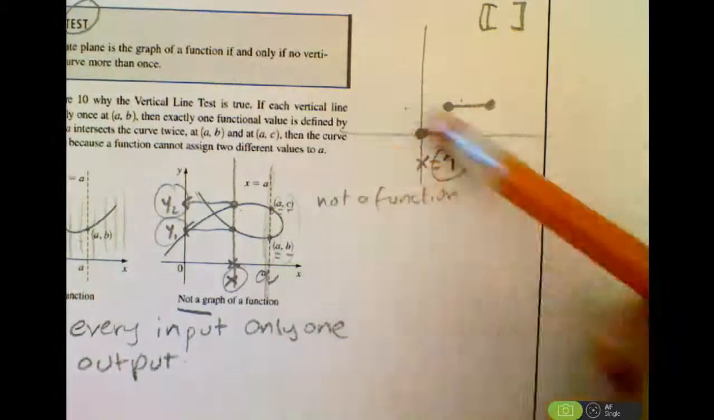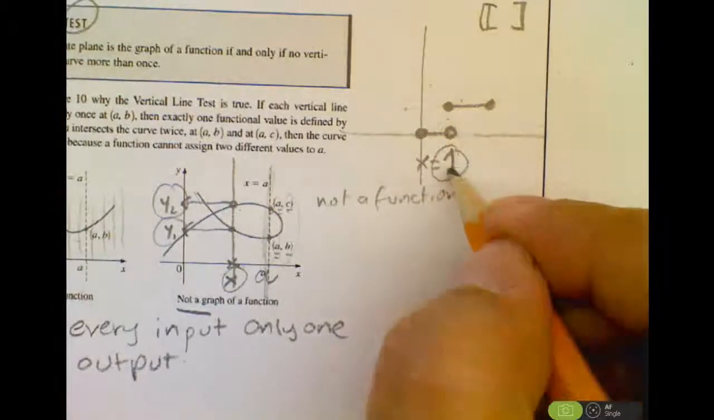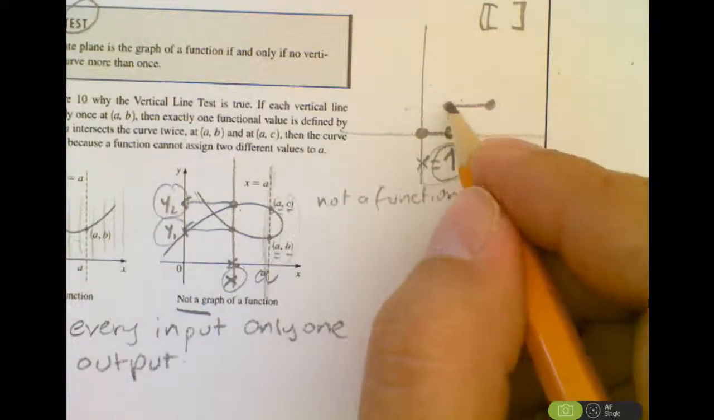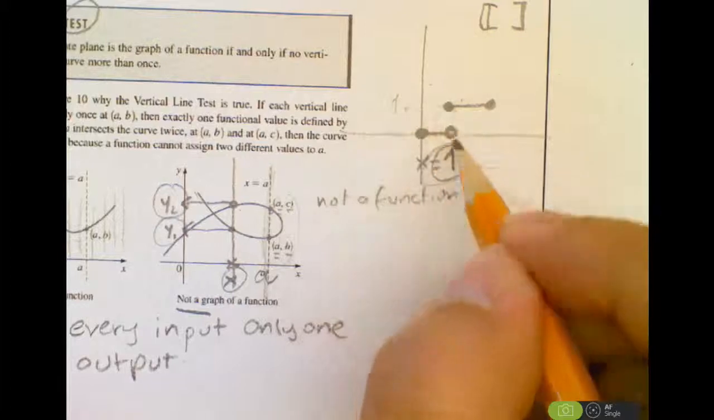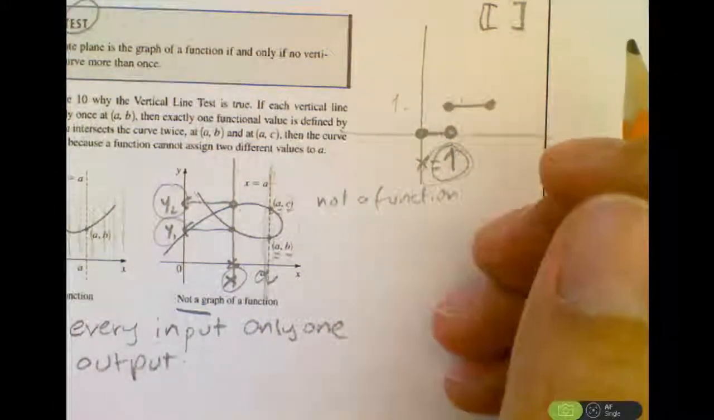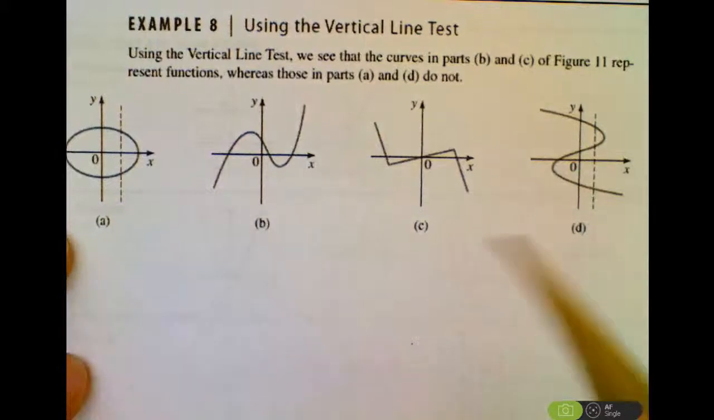That's why it is important that on the graph, one of these points is actually open, just to make sure you're indicating that when x is 1, there is only one value of y associated to it and not 2 values. This one is done for you, but let's just go over to see if you understood.